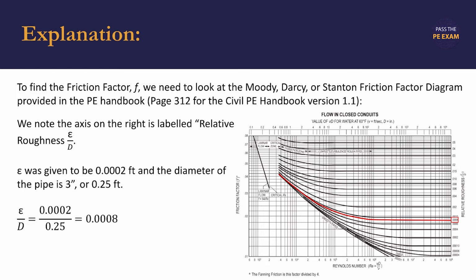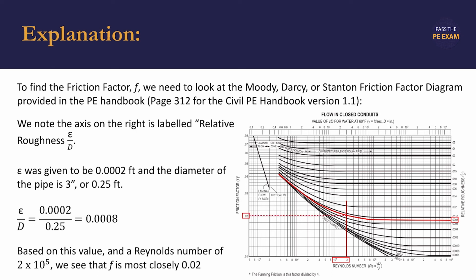We identify the curve for a relative roughness of 0.0008. You may have to extrapolate a little bit if the problem you're working on doesn't line up perfectly like this one does, although if it doesn't, it would probably behoove you to recheck your calculations. This typically isn't something that they're going to try to trick you on. So identifying that curve, we move to find the position on the x-axis corresponding to a Reynolds number of 2 times 10 to the 5th. Finding that point of intersection gives us the corresponding friction factor F, approximately 0.02.